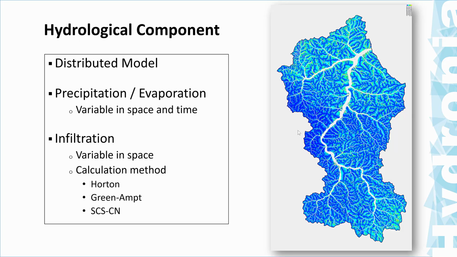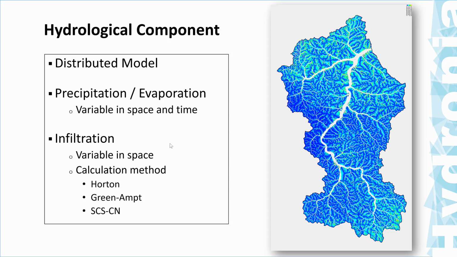And probably one of the most important components of the model is the hydrologic component, because it makes the model behave as a distributed model where you have rainfall that can vary in space and time throughout the watershed. And you can have precipitation and evaporation that represent how those variables change in space. The infiltration can also be variable in space, and you have three methods to compute it: the Horton, Green-Ampt, and SCS curve number method.